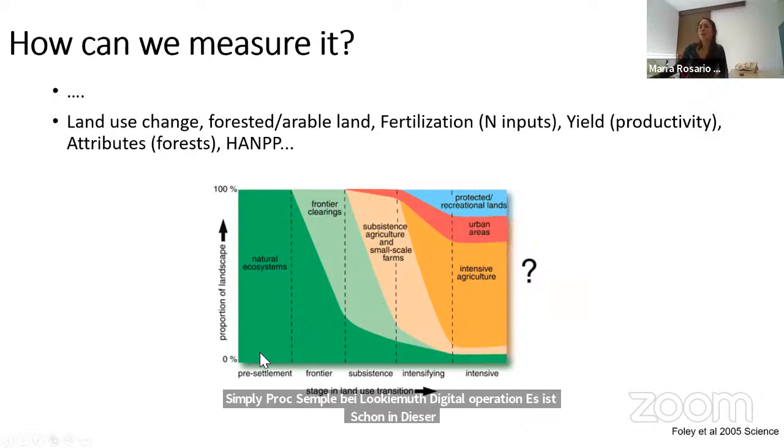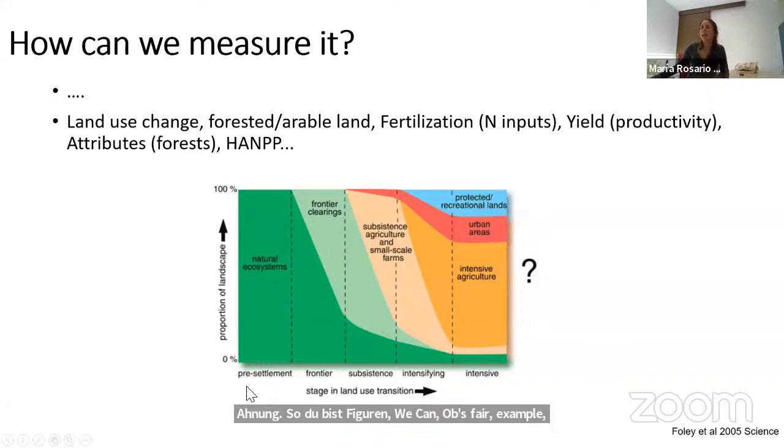So in this figure, we can observe, for example, since the pre-settlement times, how the proportion of the landscape at a global scale has been changing. And we observed that, if we consider that initially there were natural ecosystems, there was a clearing frontier, then a period of subsistence agriculture and small-scale farms, and this was at the same time that the first settlements, the first urban areas, started to appear in our world.